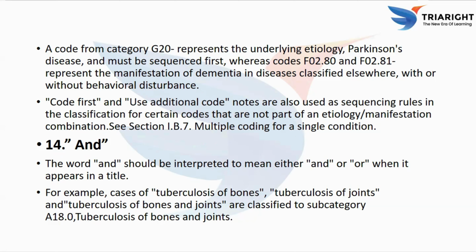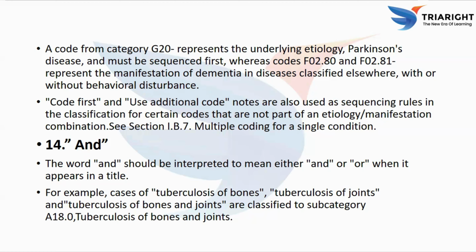So what are the other uses of the code first and use additional code notes? These notes aren't only for cause and effect cases. They are also used when more than one code is needed to describe a single condition, for example, a main disease plus its complication or detail. So this is about the code first, use additional code convention.